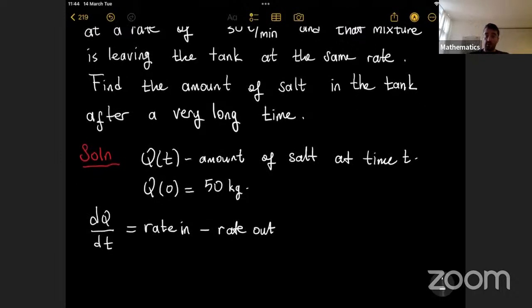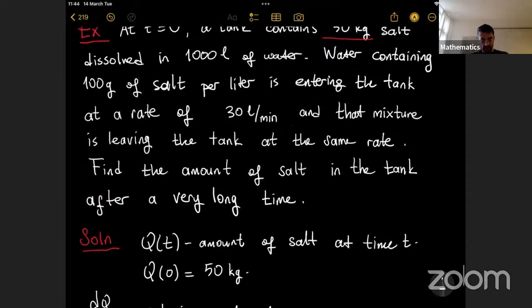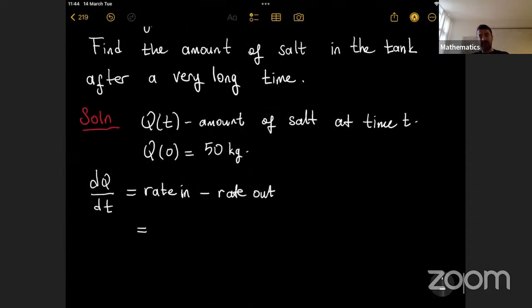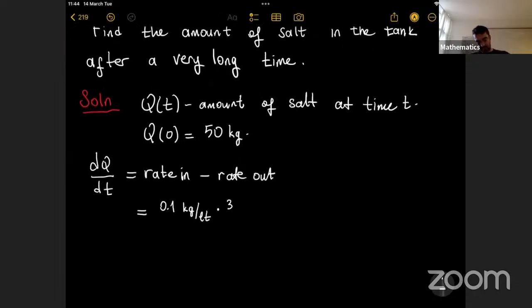Okay. What is rate in? Rate in is basically the water flowing in containing 100 grams per liter. So it's 100 grams, which is 0.1 kilogram per liter, times 30 liters per minute. So it flows in at a rate of 30 liters per minute. Okay, we have this. So this is rate in minus rate out.